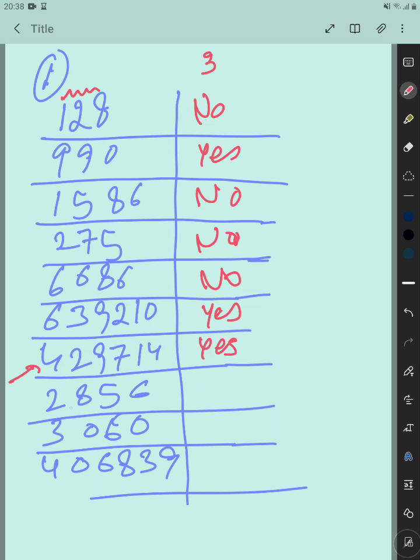Next number, 8 plus 2 is 10, 10 plus 5 is 15, and 15 plus 6 is 21. So 21 is divisible by 3, so this number is also divisible by 3. Next number, it is 9, so it is yes. And next number, 6 plus 4 is 10, then 18, 18 plus 3 is 21, and 21 plus 9 is 30. So 30 is divisible by 3. Therefore this number is also divisible by 3. So this is the complete list of divisibility by 3.